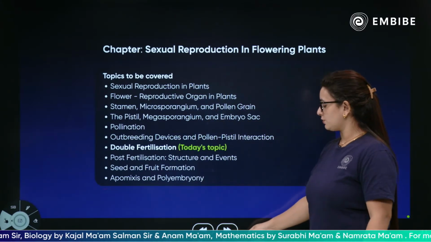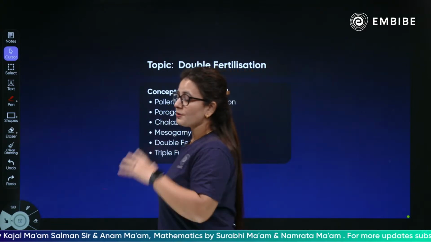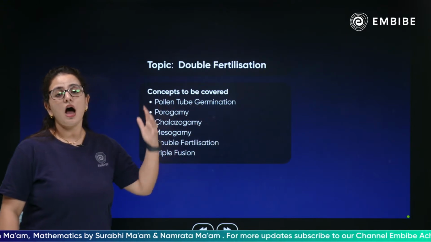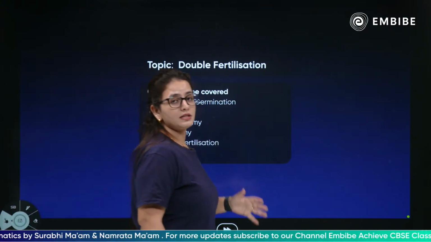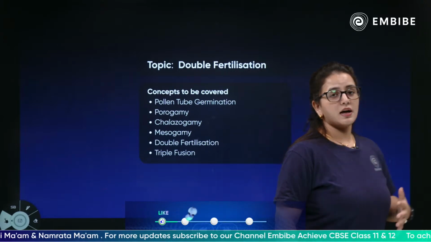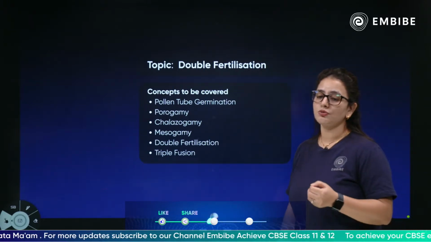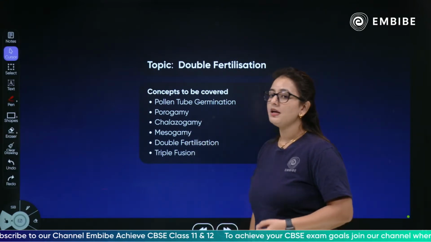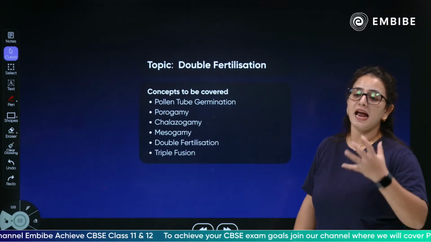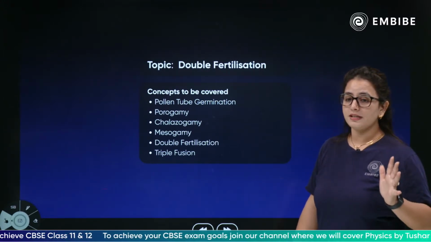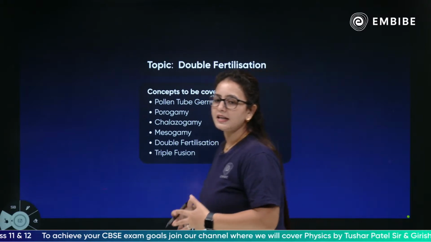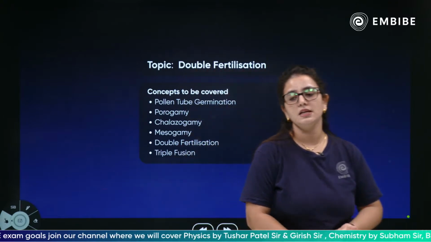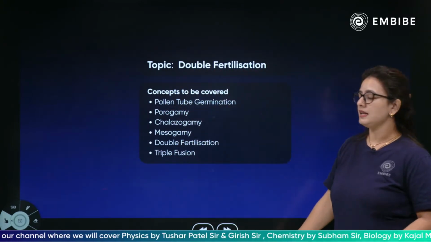So let's see what we have in today's lecture. The concepts covered in this session relate to pollen tube germination. When the stigma receives the pollen, how does pollen tube germination take place? We're going to discuss porogamy, chalazogamy, and mesogamy, the ways in which the pollen tube enters towards the egg cell. All will be discussed. And after it enters, how fertilization takes place, and lastly how triple fusion takes place. We're going to discuss all of these in today's session.